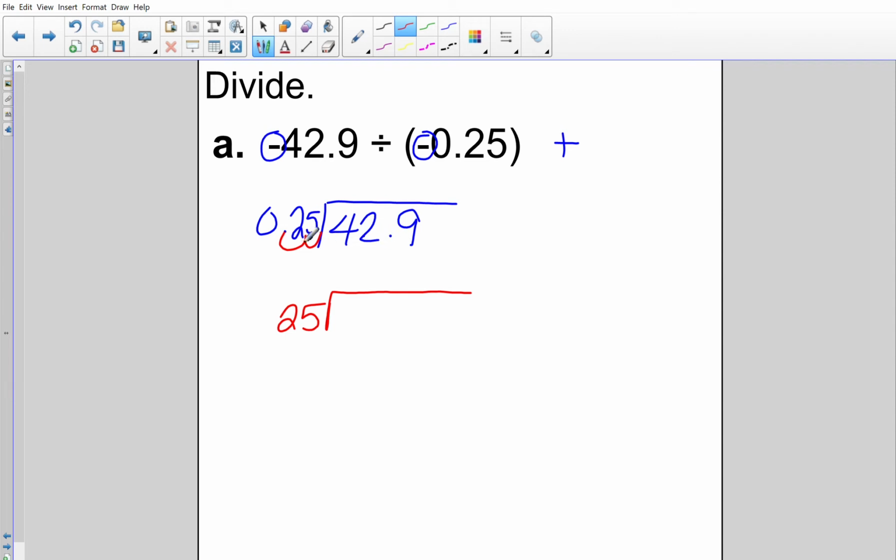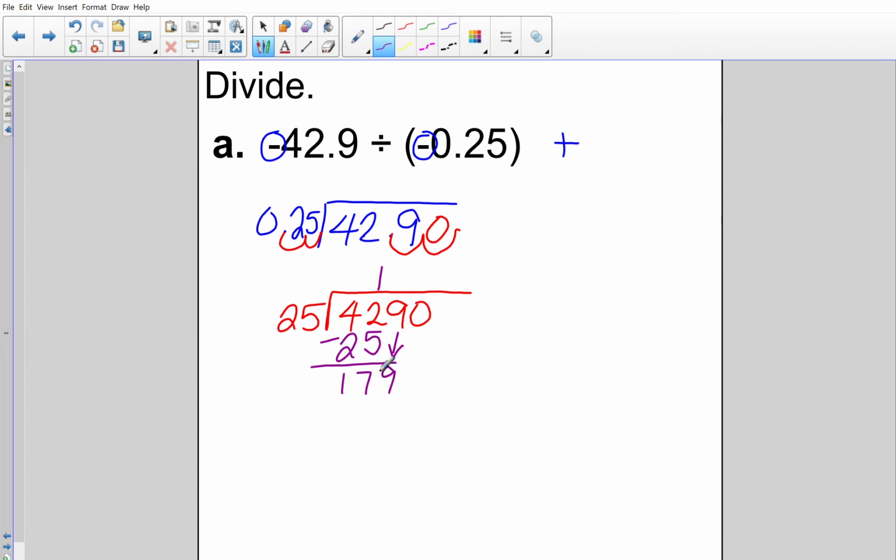Now, if I do that on the outside, I have to do it the same amount of spaces on the inside. So I now have 4290. Now I can add my decimal now or just wait to see if I need it. So now I'm going to go ahead and divide like I was before. So I can go ahead and do 25 into 42. That's only going to go in once. And when I subtract that, I get 17. And I can bring down my 9.